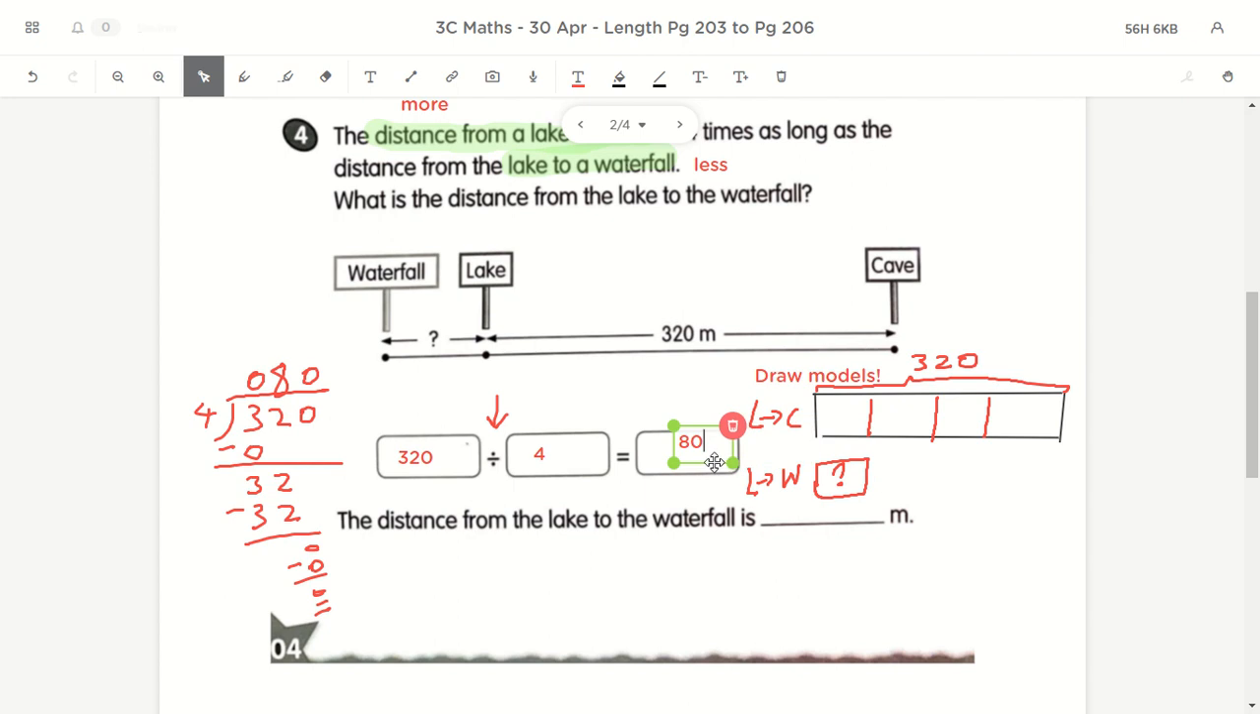Of course, there's a faster way of doing this. You realize you can just use 32 divided by 4 to give you 8, and put the 0 at the back. So the answer is 80 meters. Because 4 units is lake to cave, so you want to find 1 unit, just divide by 4 to give you 80. Alright, so quite simple. Let's move on.